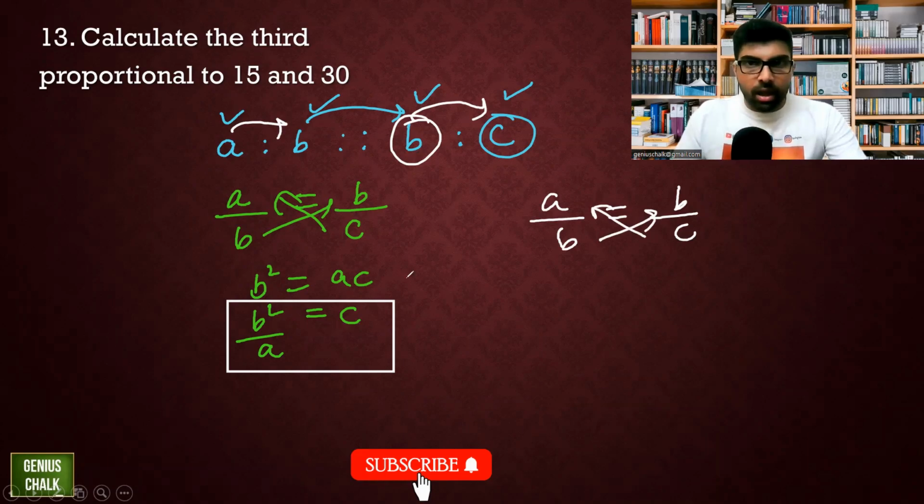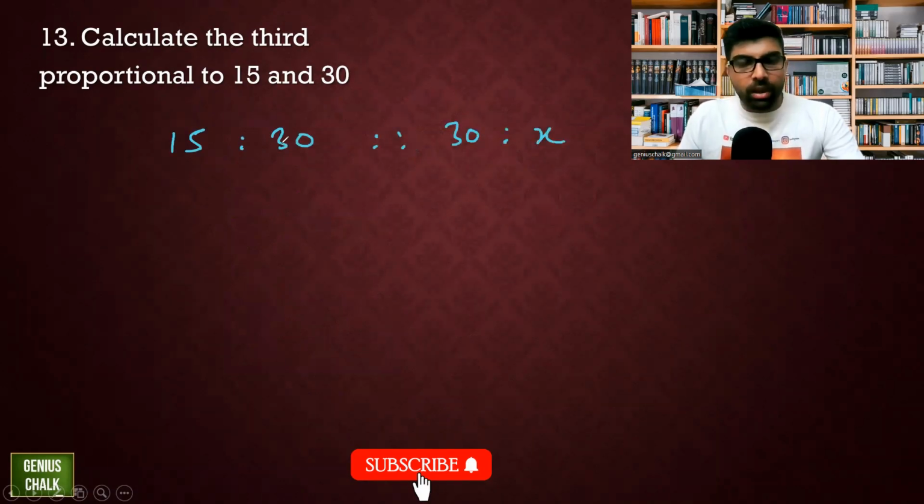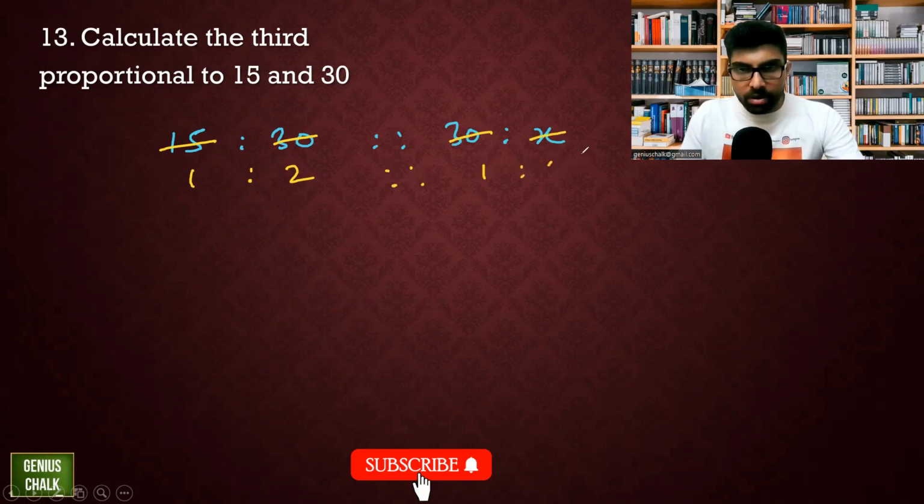This is the result. Now applying this here, third proportional to 15 and 30. Technically you can write like this: 15 is to 30, whatever is the ratio, the same will be with 30 is to something. Now we can see very clearly that 15 is to 30 is a 1 is to 2 ratio. So here also I need to have a 1 is to 2 ratio. That means this must be 60. So this is my third proportional.